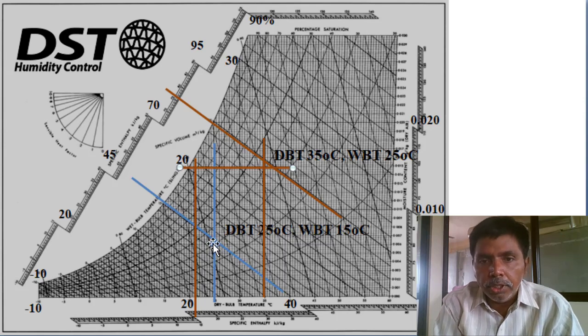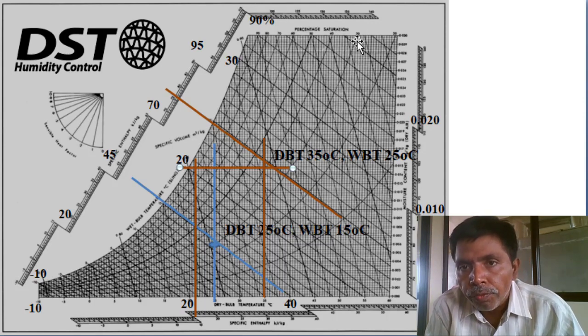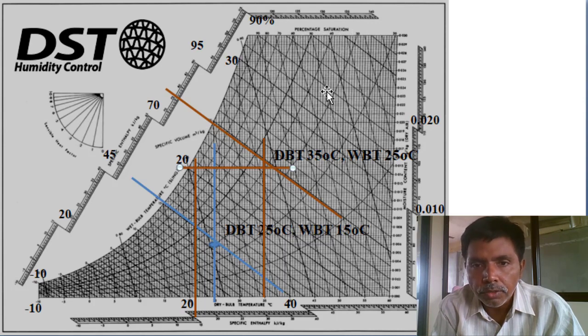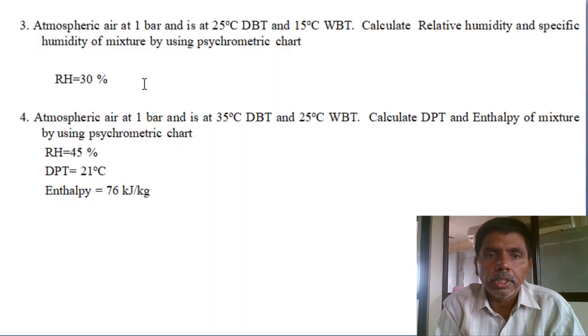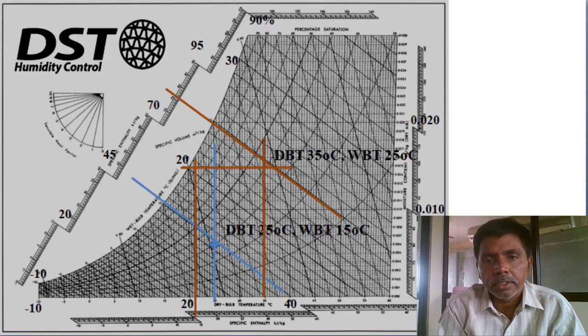What is the relative humidity at that intersection? This is 40 percentage. Not 40, 30 percentage. 90, 80, 70, 60, 50, 40, 30 percentage. This is the 30 percentage relative humidity. Simply, just mark the intersection lines, where the intersection is taking place, mark the point. At the point, what is the relative humidity? That's all. This is 30%, 20%, 10%.